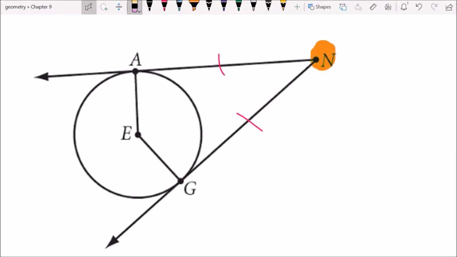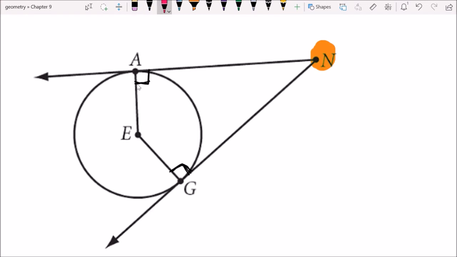To understand, I'm going to get rid of the markings first of all. So let's start here. What are facts that we know? We learned just a minute ago that a tangent is perpendicular to a radius. So I know that angle is a right angle, and I know that this angle is a right angle.